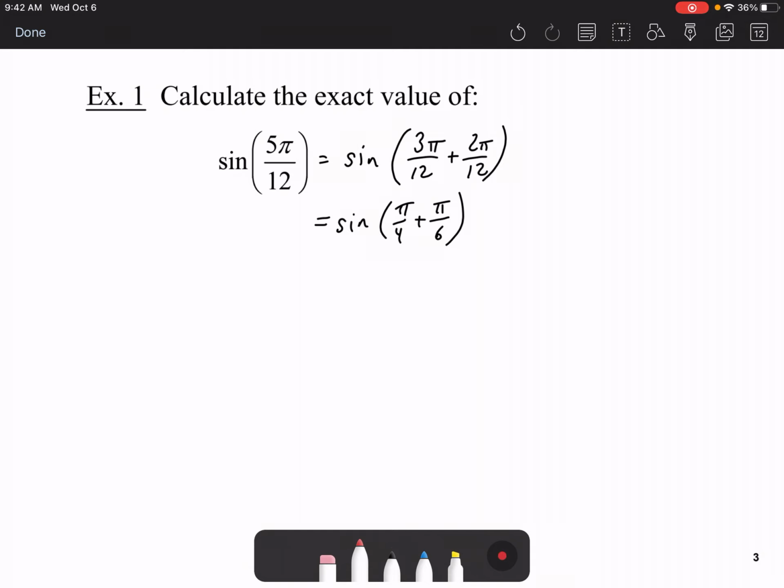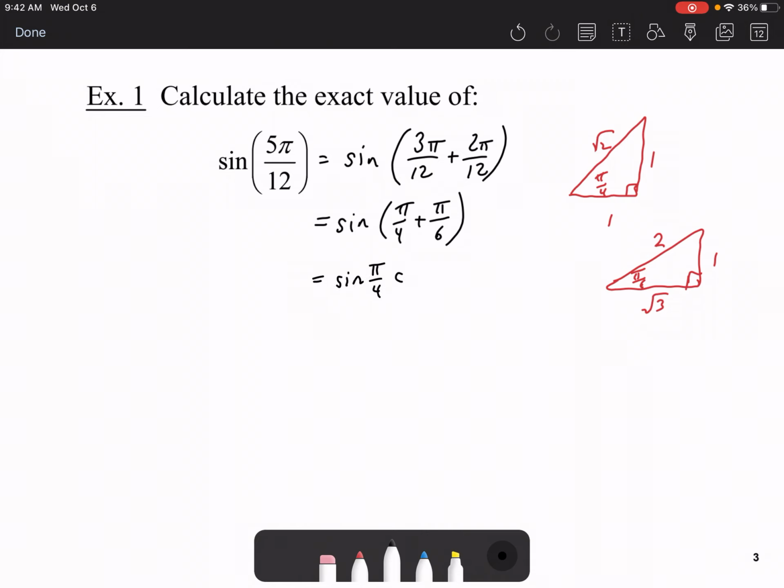Well then, what we can do is we can use our special triangles that we were given from before, or we knew. Use these to actually figure out this expression. So first of all, sine pi over 4 plus pi over 6, referring back to that sine addition angle formula, is equal to sine pi over 4 times cosine of pi over 6 plus cosine of pi over 4 times sine of pi over 6.